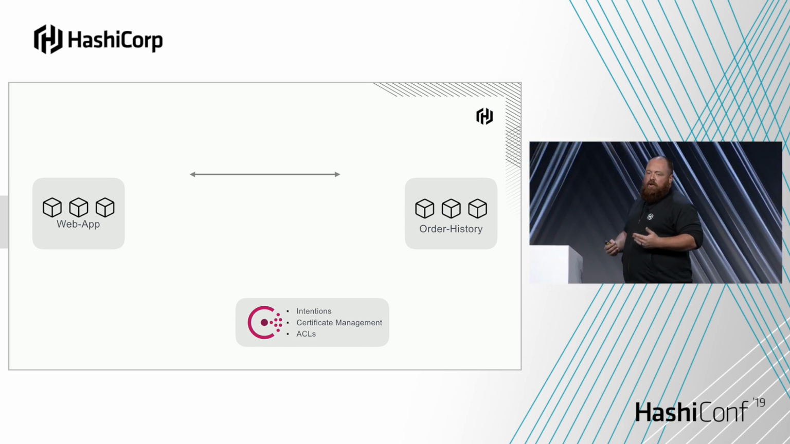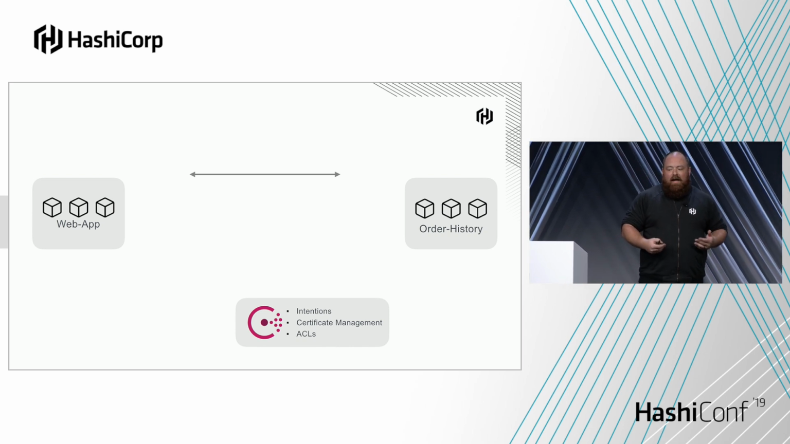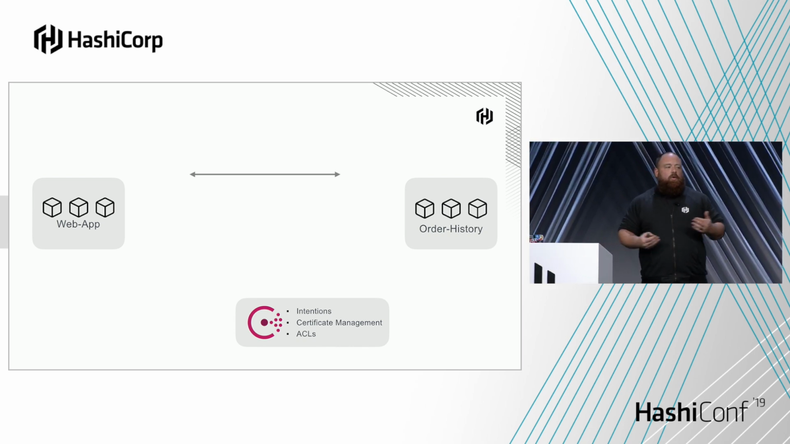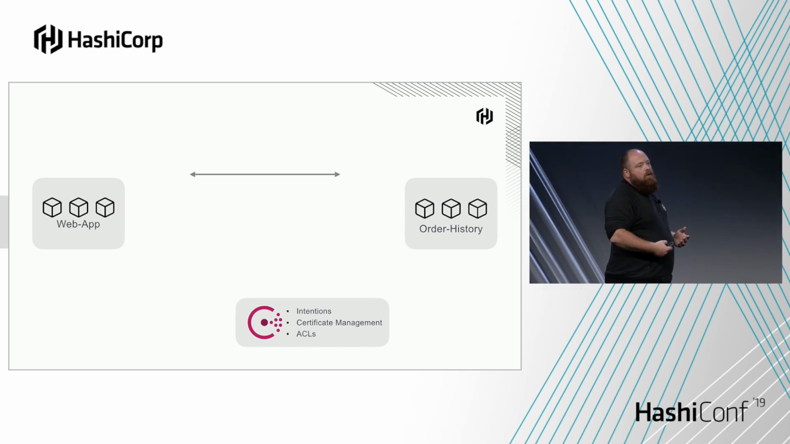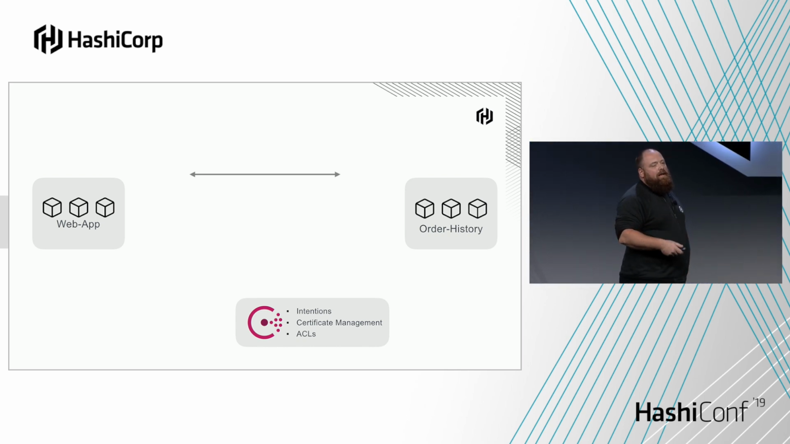Once I have that ACL token, that machine has an identity, it can then be mapped to an intention. And what that intention says is web app is allowed to talk to order history.